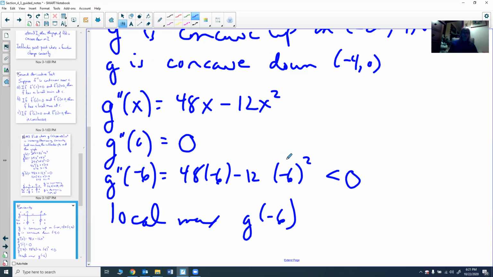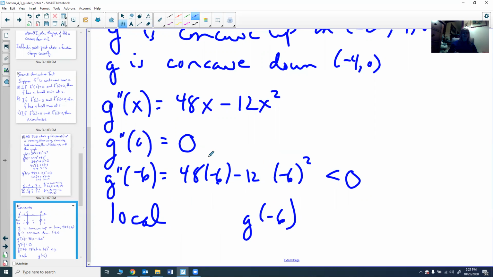Did I just say it was a local max? We're not concave down. I'm so sorry. We're concave up. I'm sorry, we're concave down. So if we're concave down, this should be a local min. So I'm trying to figure out what did I do wrong.